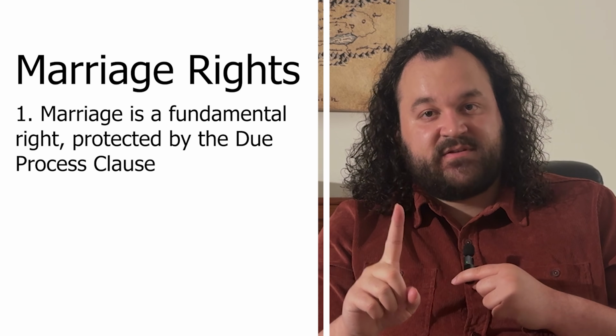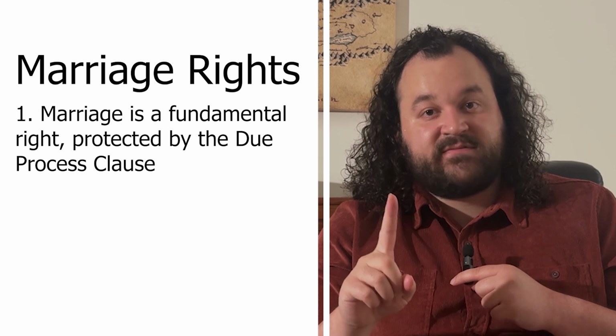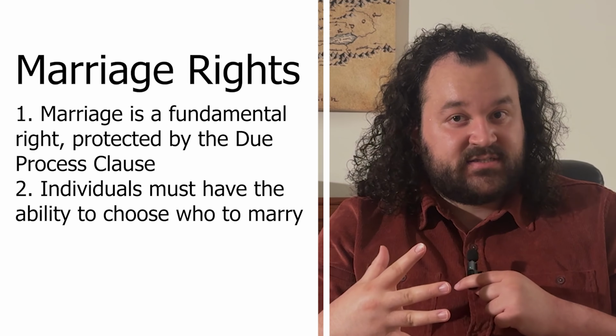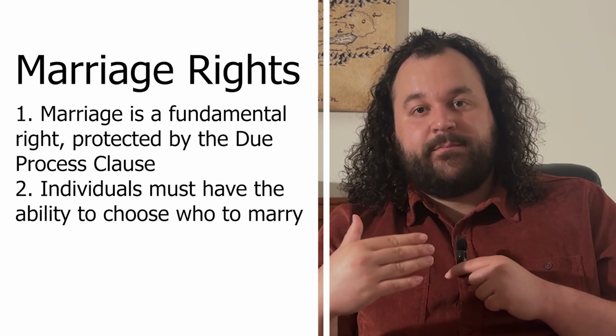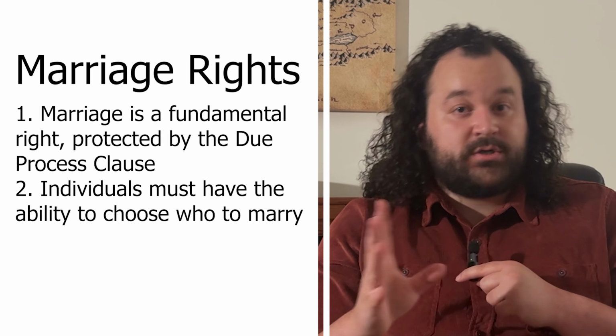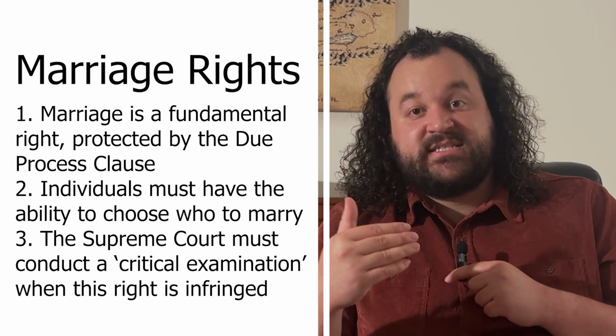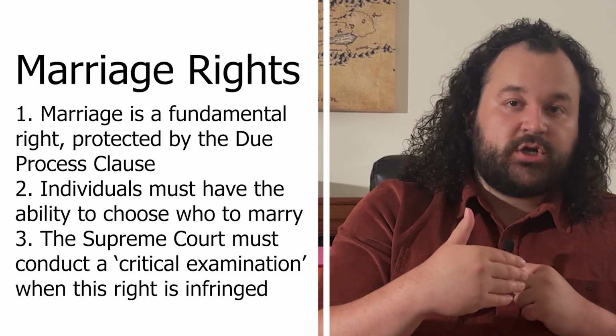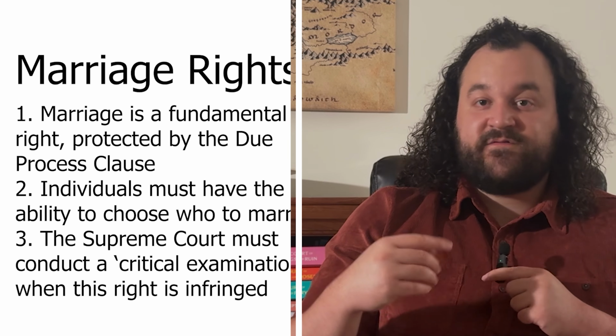So by the time 2015 rolls around and Obergefell v. Hodges lands in front of the Supreme Court, we had, over the course of around 80 years, decided three things. Marriage is a fundamental right protected by the concept of liberty as used in the Due Process Clause of the Constitution. It is not enough that individuals have general access to marriage, but they must also have the ability to choose who to marry or not marry. And when the right to marry is infringed, the Supreme Court must undertake a critical examination to determine whether or not the state is justified in infringing the right.